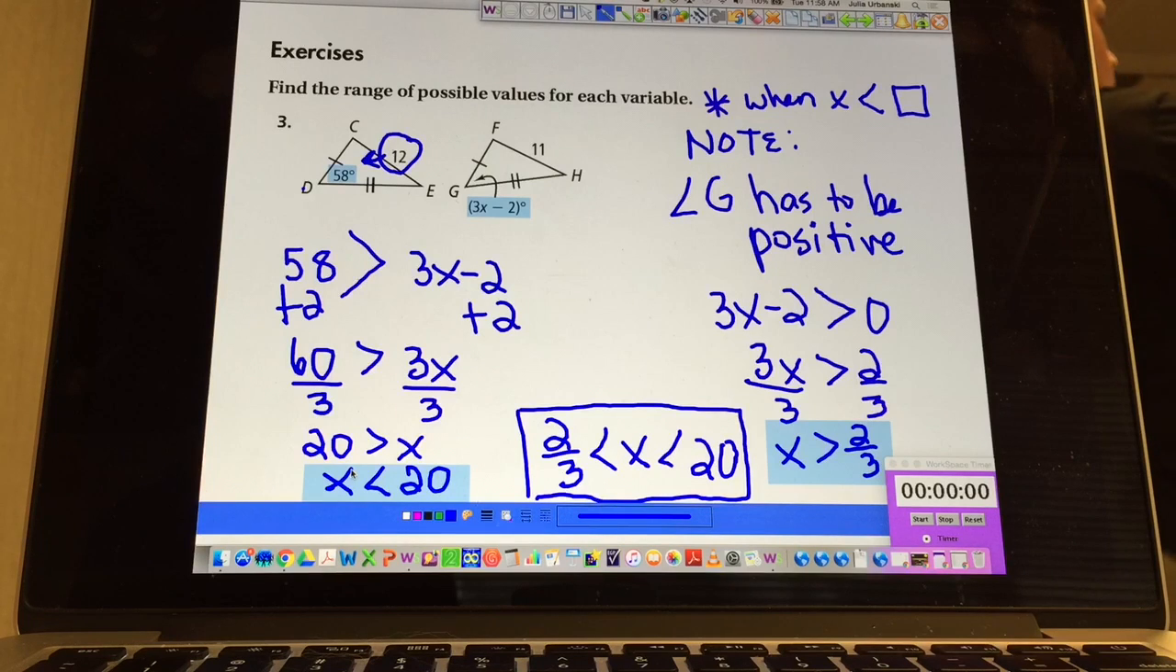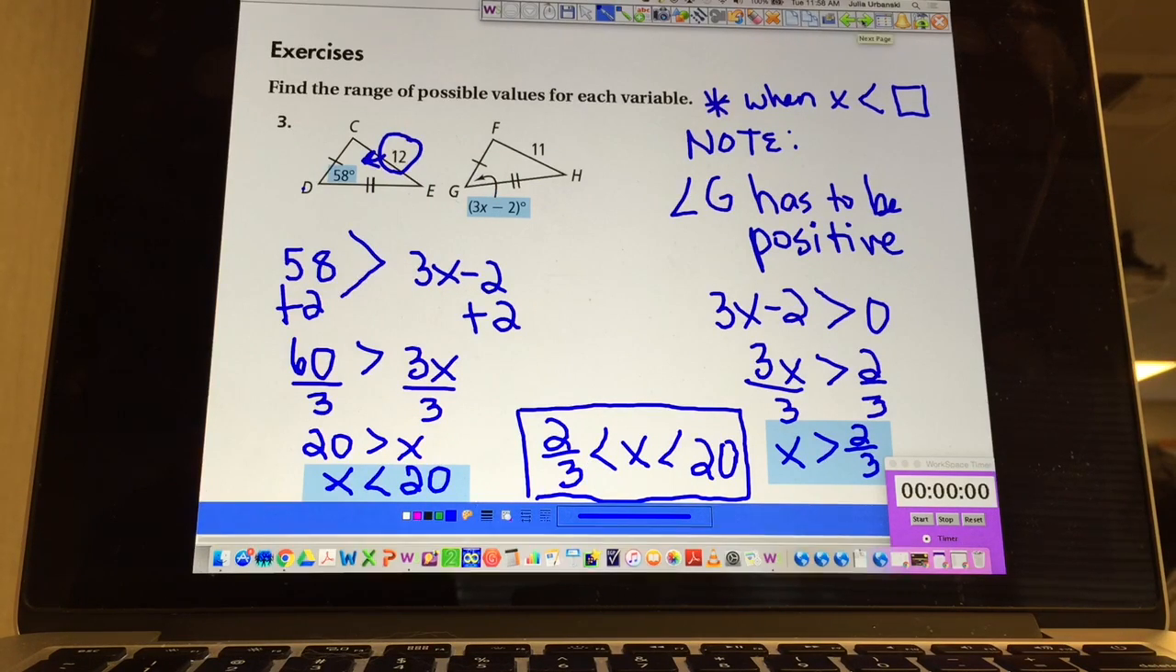I want to show you one that won't work. So you would agree with me that -2 is less than 20, right? Yes. Let's try plugging it in. What's 3 times -2? -6. What's -6 minus 2? -8. Is that possible? Can the angle be equal to -8 degrees? No. That's why we have to have a bottom boundary. It can't go below 2/3. Otherwise you would have a negative angle.